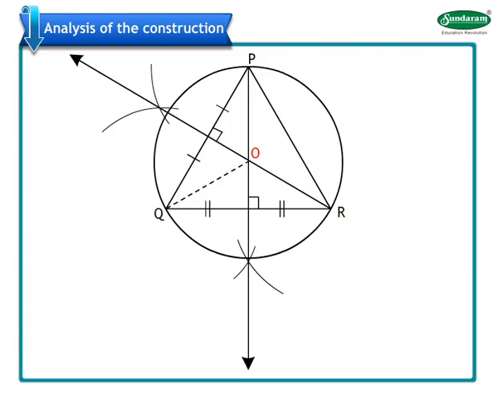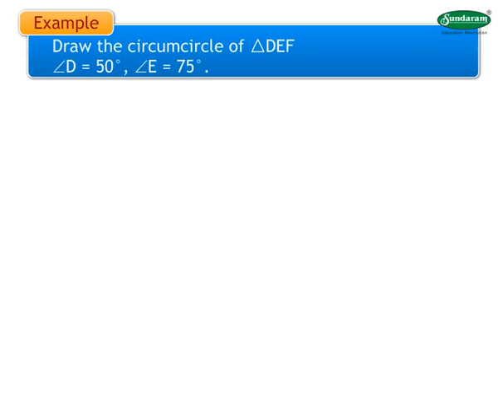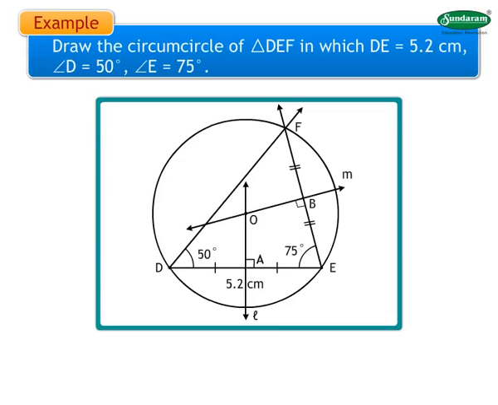Now taking O as the center and OP as radius, if we draw the circle, then it passes through all the vertices of the triangle PQR. Now let's look at an example. Draw the circumcircle of triangle DEF, in which DE is equal to 5.2 centimeters, angle D is equal to 50 degrees, angle E is equal to 75 degrees.